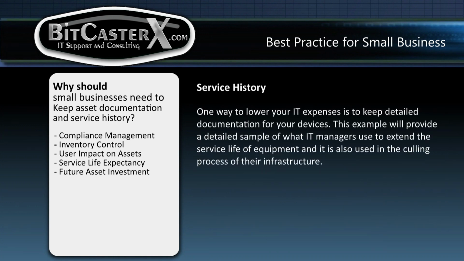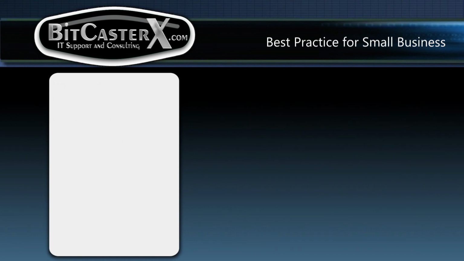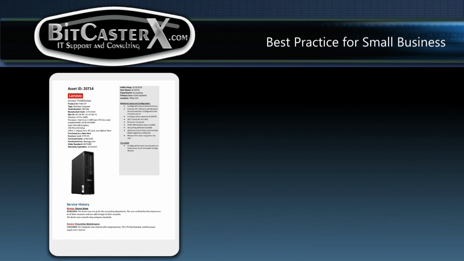One way to lower your IT expenses is to keep detailed documentation for your devices. This example will provide a detailed sample of what IT managers use to extend the service life of equipment, and it's also used in the culling process of their infrastructure. After the step-by-step overview of this service history document, we will revisit the different sections of this form and why that information is important to you.